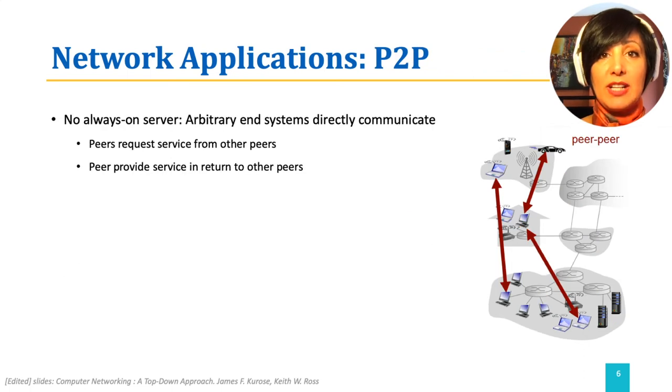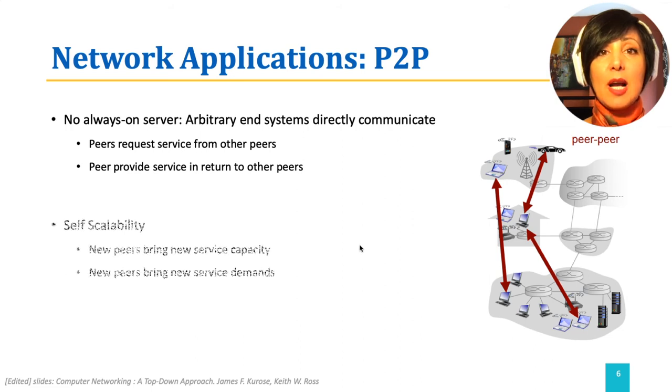In peer-to-peer architecture, there is no always-on server. Peers request service from each other and provide service to each other in return. As new peers are added in the system, they come in with their service demands as well as their resources and service capacity. Therefore, this helps the peer-to-peer system to scale to keep the service with addition of new peers into the system.